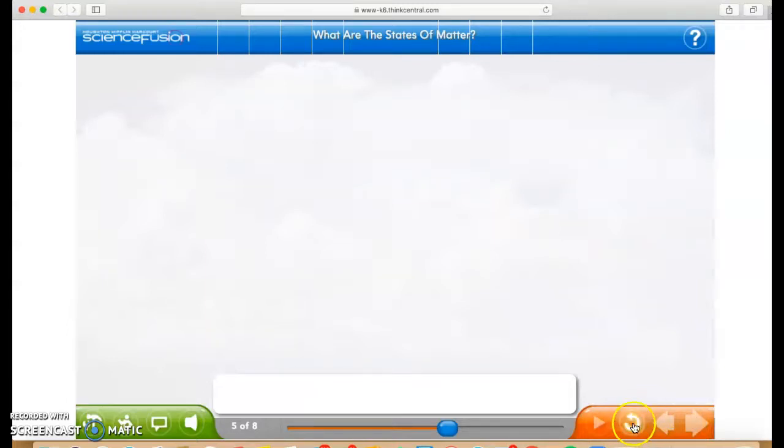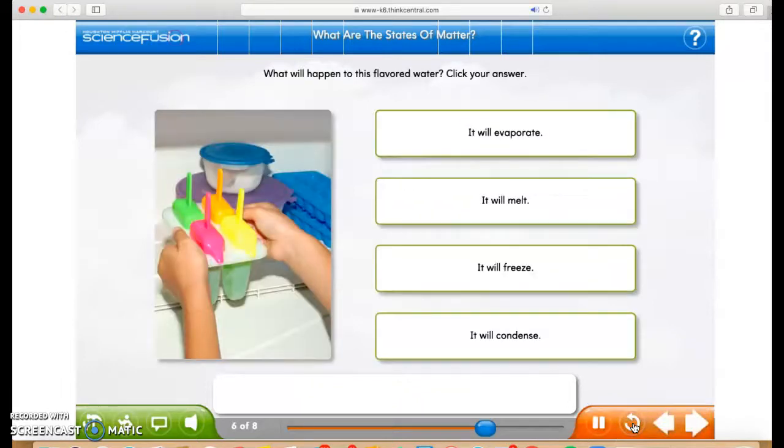For some reason, I'm having to try two times. What will happen to this flavored water? Click the statement that answers the question. Okay, where are they putting it? Do you know what that is? Do you see the cube trays? That tells me they're probably putting it in the freezer.